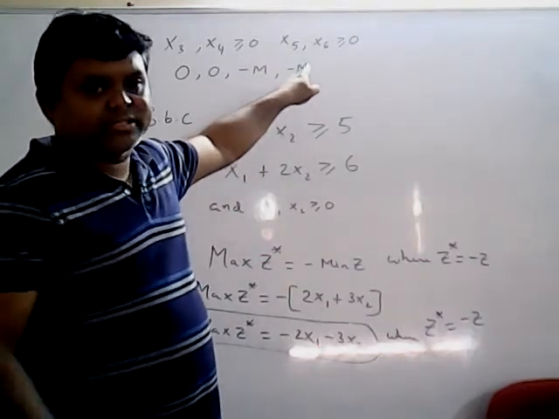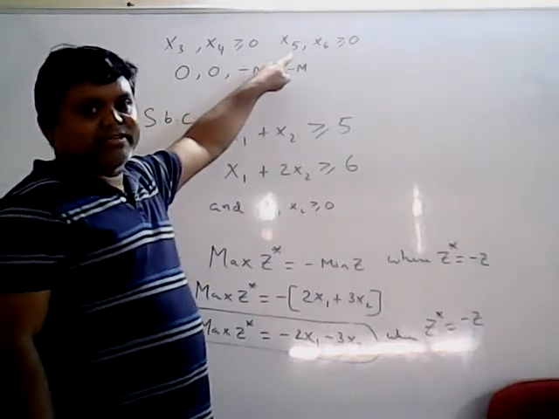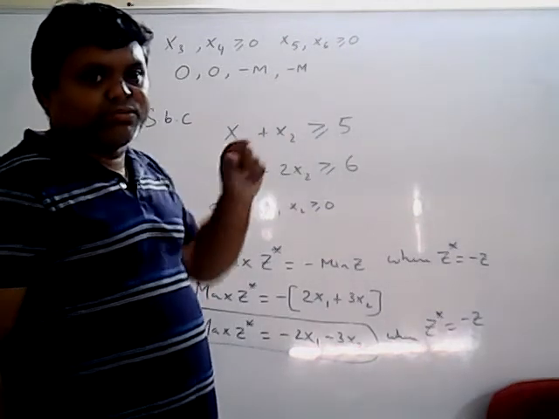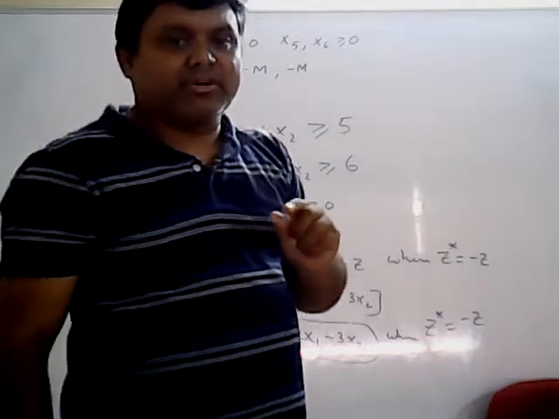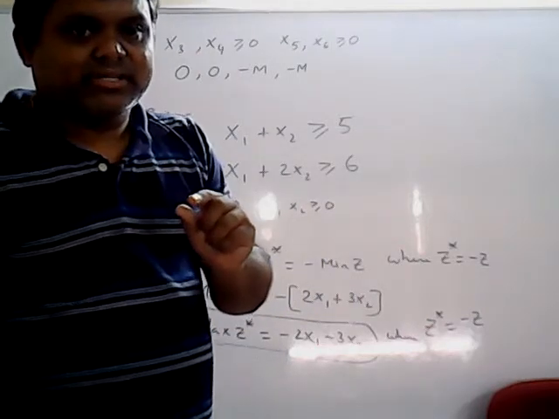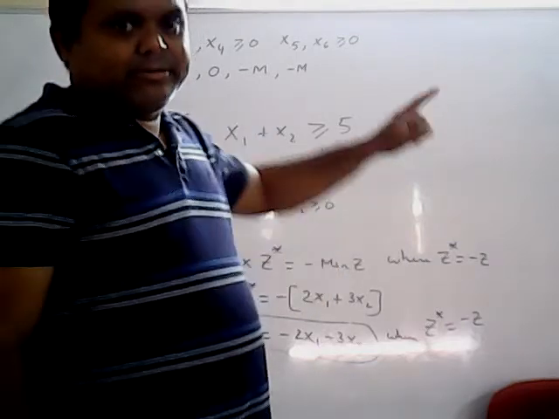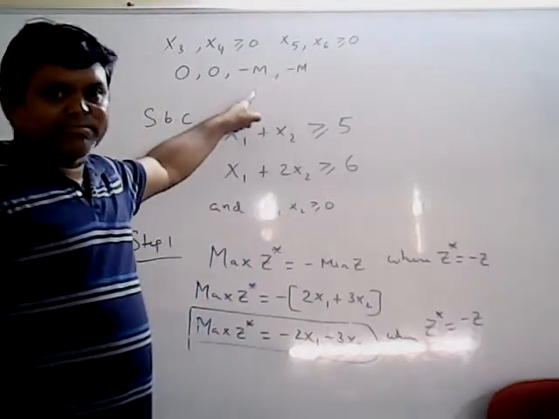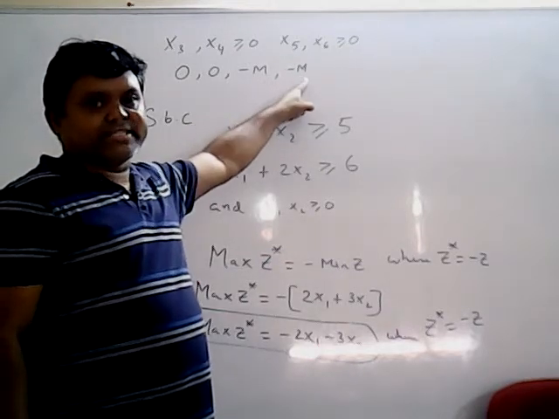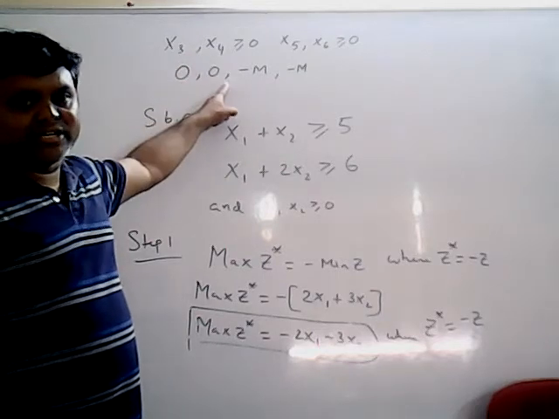Suppose you are doing this problem by the two-phase simplex method, then x5 cost is minus 1 and x6 cost is minus 1. So in the two-phase simplex method the artificial variable cost is minus 1, and in the Big M method the artificial variable cost is minus M. That's why the two artificial variables have minus M, minus M. Slack and surplus variables cost is always 0.